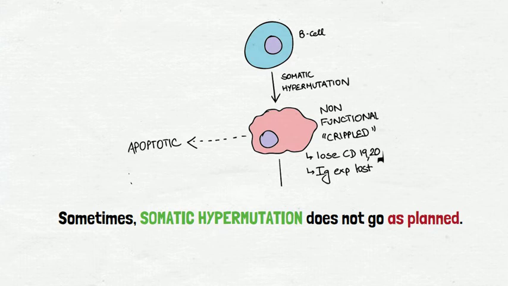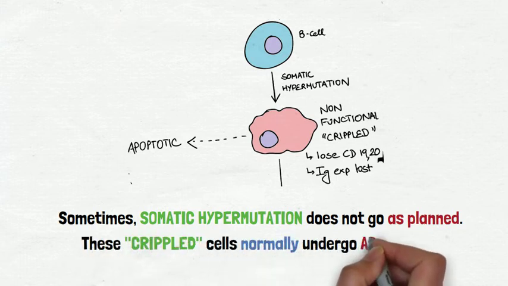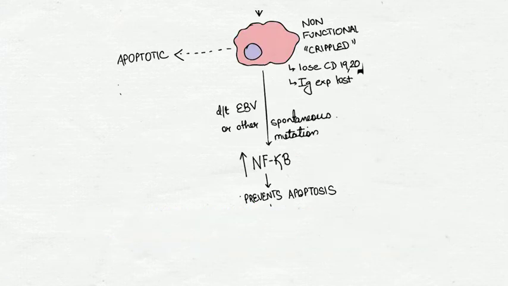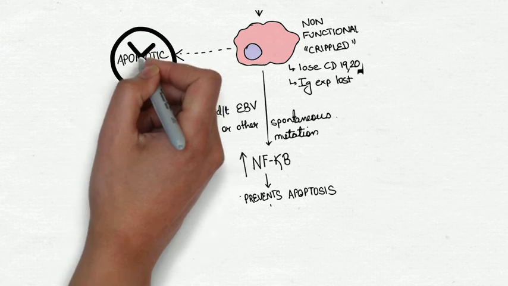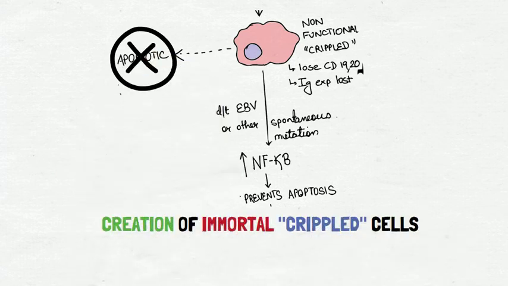As a result, non-functional or crippled cells are generated. These cells have lost the expression of CD19, CD20, and immunoglobulins. Normally, these cells undergo apoptosis. But sometimes, due to EBV infection or other spontaneous mutations, the NF-kappa B signaling pathway is activated. This pathway prevents apoptosis and leads to creation of immortal cells.